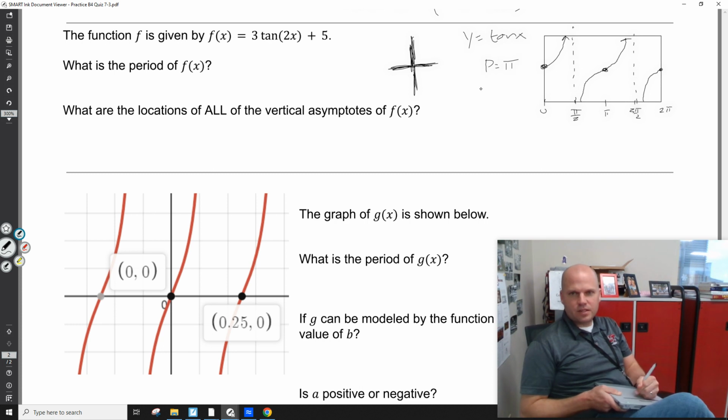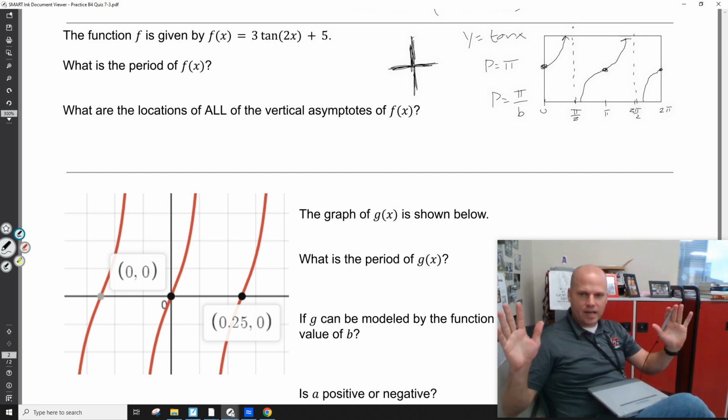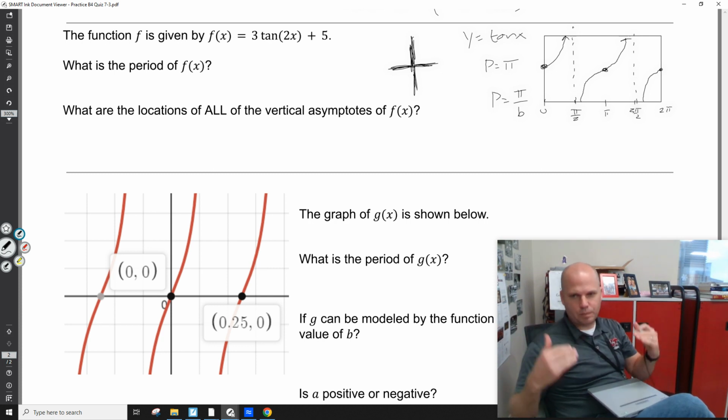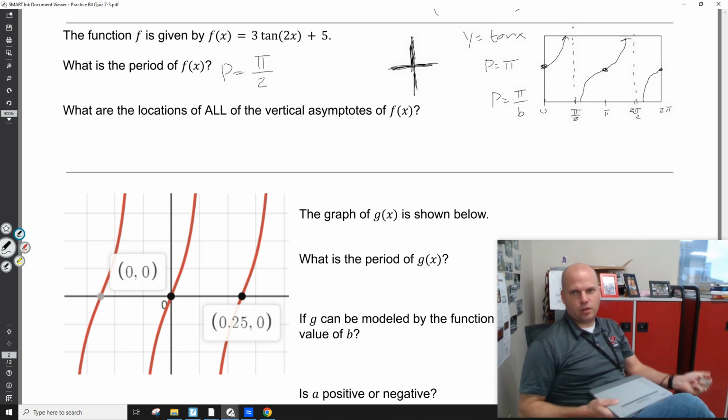Now, that means if you have a horizontal dilation, you need to adjust your period by dividing by b. But it's pi divided by b, not 2 pi like sine and cosine, which takes the entire circle to start repeating values, 2 pi over b. So here, b is 2, period is pi over 2. I would take all of these x values and divide them by 2 to have the graph of this 3 tangent 2x plus 5. So if you wanted to, you'd say my period's pi over 2.